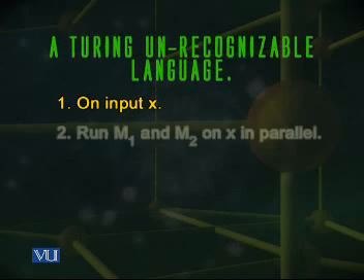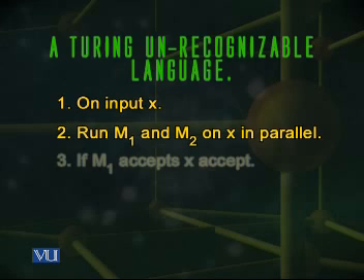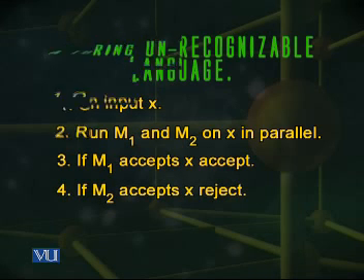When it gets an input X, it runs M1 and M2 on X in parallel. If M1 accepts X, it accepts. If M2 accepts X, it rejects. So how can we run two Turing machines in parallel? The idea is once again to use dovetailing. A more detailed description of this Turing machine is given as follows.